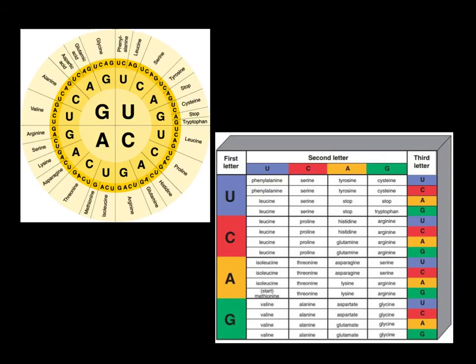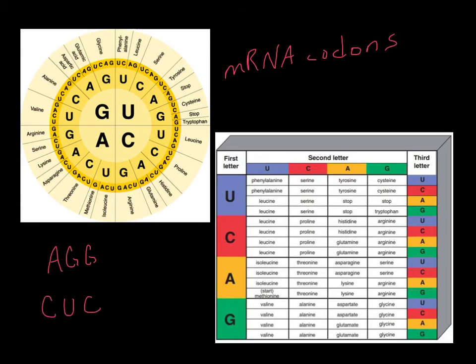To figure out the amino acid sequence, you need to remember to use the mRNA codons. If you use the mRNA codons for these charts, you'll get the correct order of amino acids. Now in the last slide, we'll just do a couple of these. In the last slide, the first codon was AGG, and the second one was CUC.